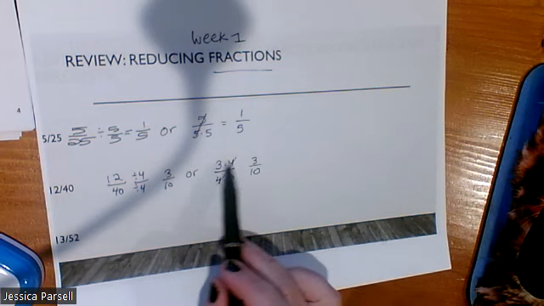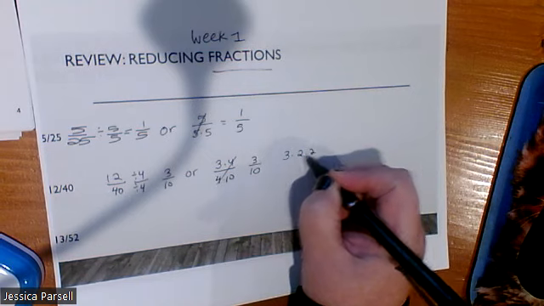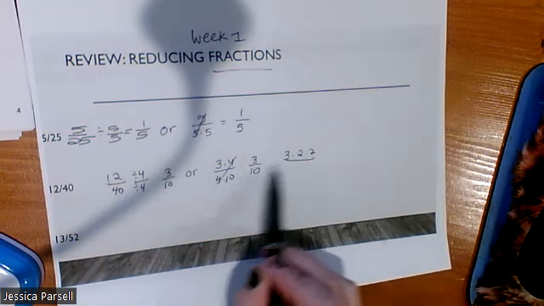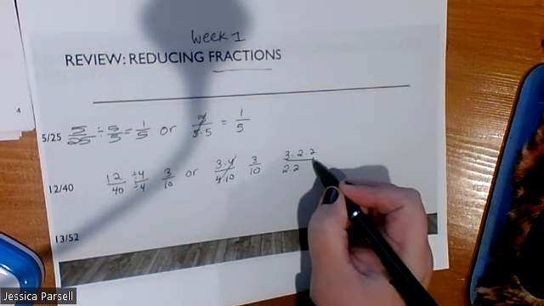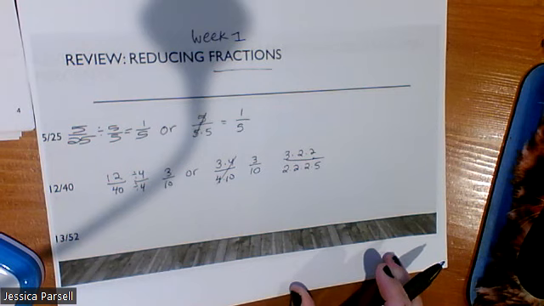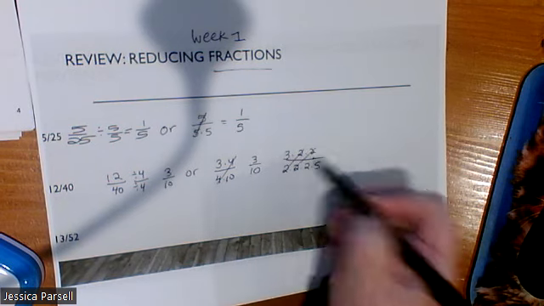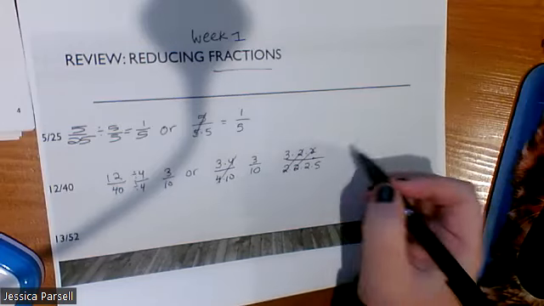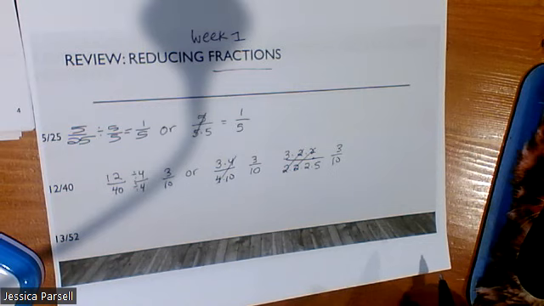You could even get a little crazier if you wanted to. You could write 3 times 2 times 2, right? Because 2 times 2 makes the 4. You could also take that 4 and break it down to 2 times 2. That 10, you could break it down to 2 times 5. You're still going to end up with the same thing. We can cancel a couple 2s here, top to bottom. I still have a 3 up top, and 2 times 5 is 10. So there are some different ways to think about reducing or simplifying.